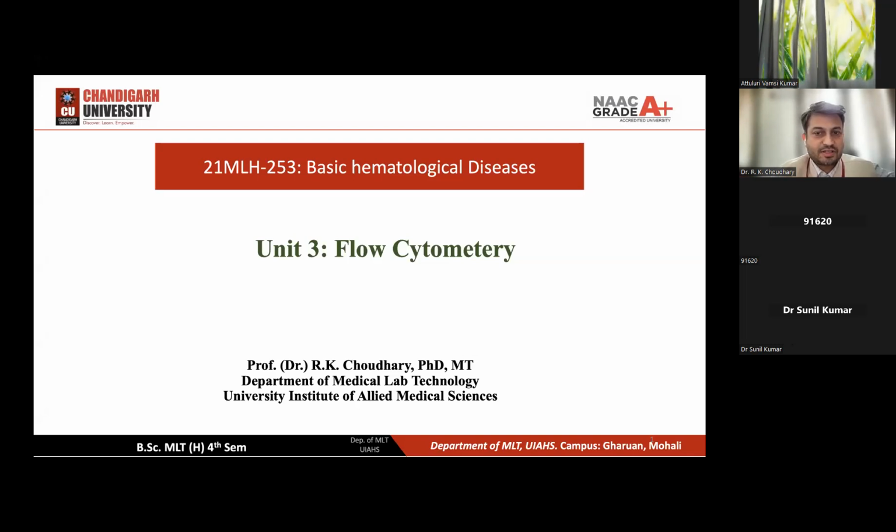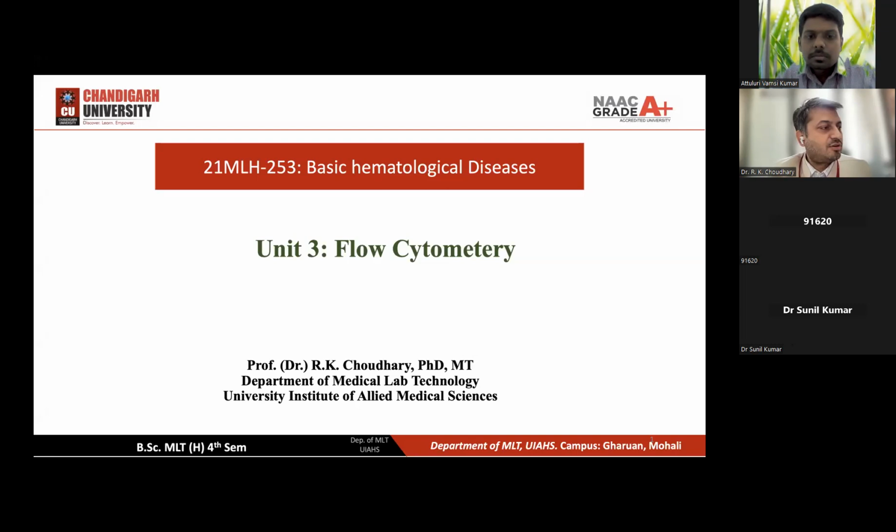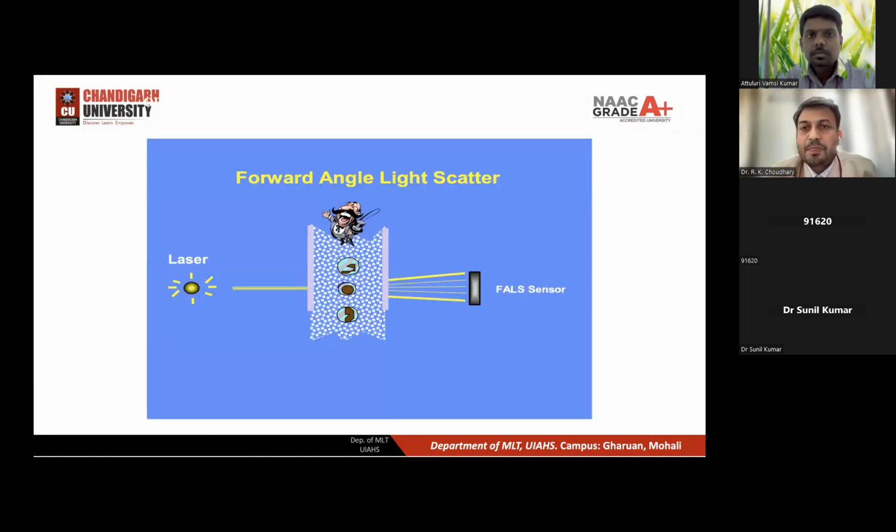So today we will discuss flow cytometry. All of you know this is an advanced technology like the auto analyzer and hemocytometer we are using in hematology. This is an advancement of the cytometer. The basic principle is the same, but in the advanced principle we use some stains, and it is separate, not like plain cytometry. That's why we will discuss flow cytometry today.